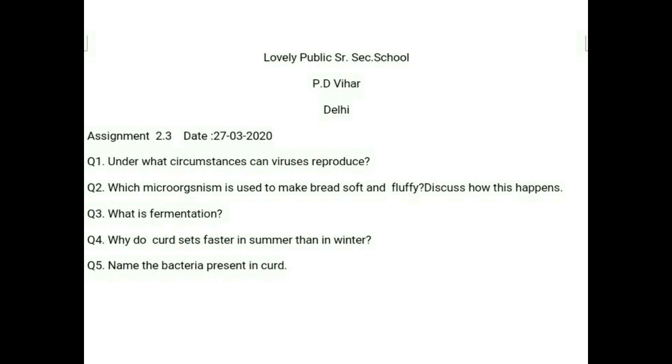Now the next question is, what is fermentation? The answer is in the notes also. The process of breaking down of sugar by the yeast and the formation of alcohol and carbon dioxide is called fermentation. I'm repeating, the process of breaking down of sugar by yeast and the production of alcohol and carbon dioxide in the process is called fermentation. Clear?